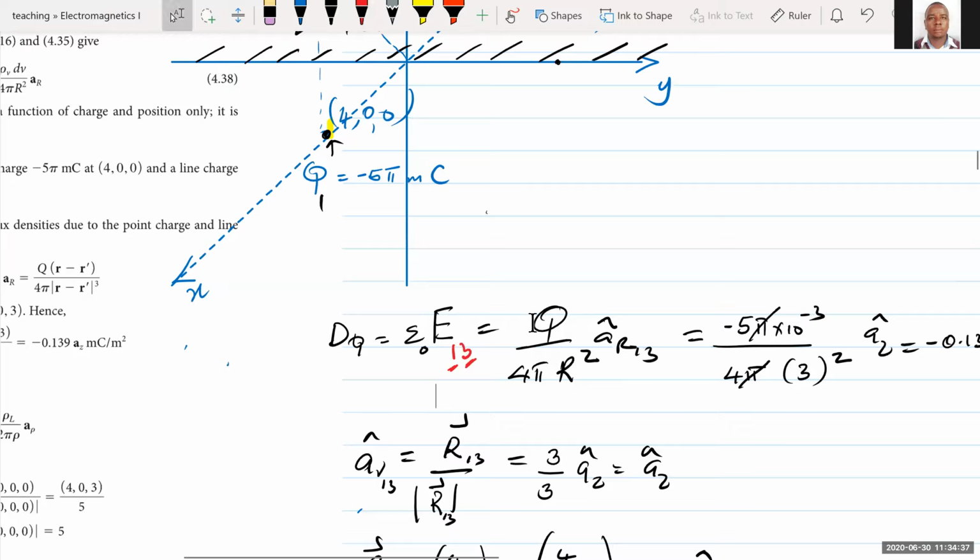And of course, we know that this is Q1. The formula for E has 4 pi epsilon naught, so if you multiply with epsilon naught, this of course cancels. Then you are left with Q1 over 4 pi R squared. Then the direction is aR13. Before we even plug in the values, we have to find the values of aR13 and R squared. Of course, this is supposed to be the magnitude of R13 squared.